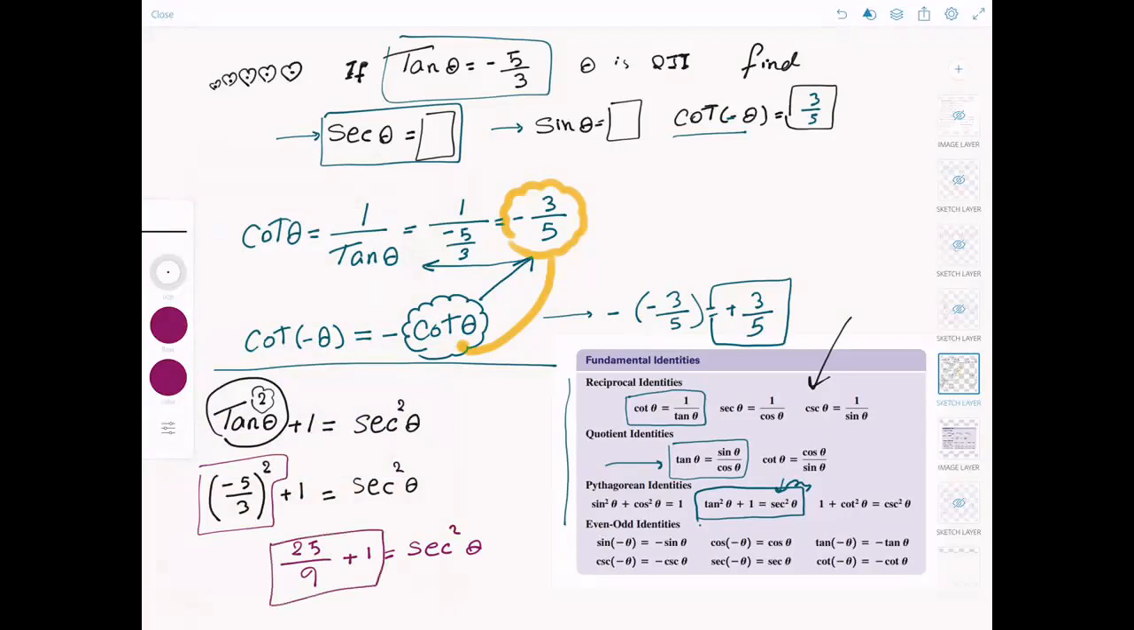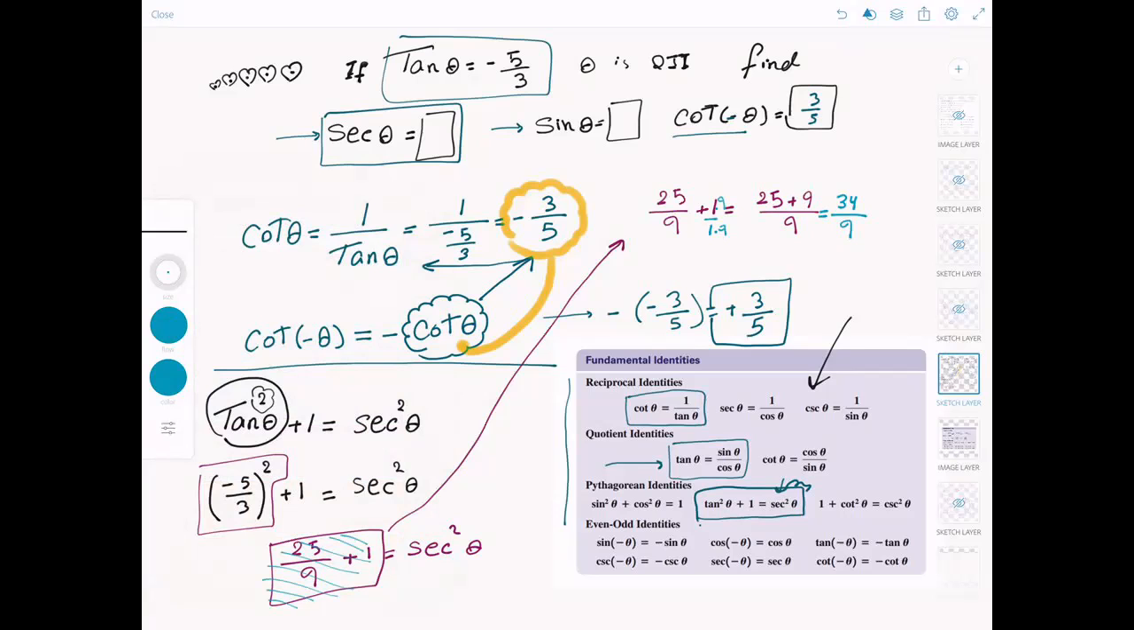If we simplify this, 25/9 plus 1 equals (25 plus 9)/9. Where is that 9 coming from? Because you find the common denominator. I multiply the 1 by 9, and I get this. So if I add them, I get 34/9.